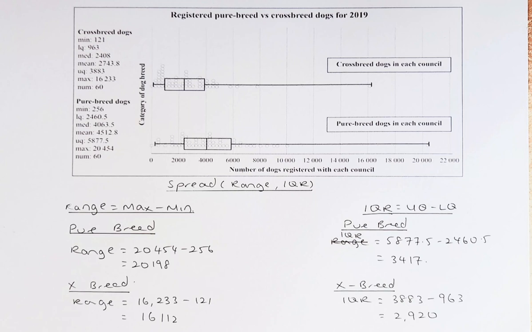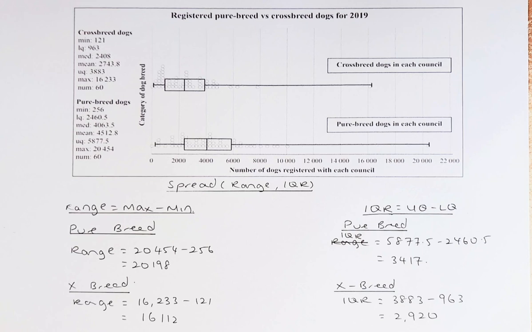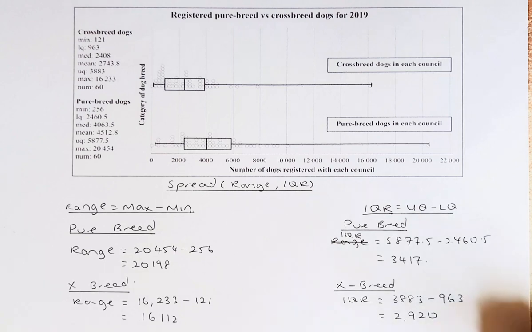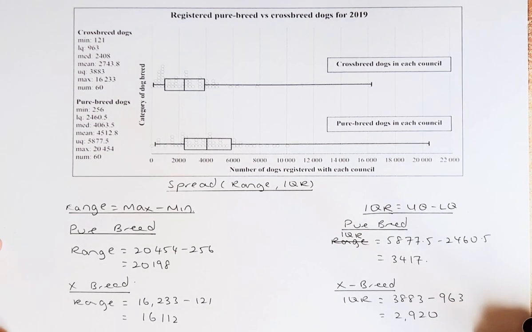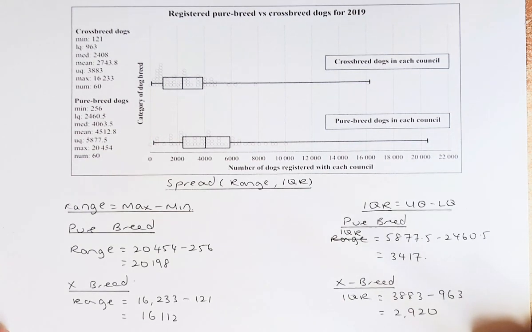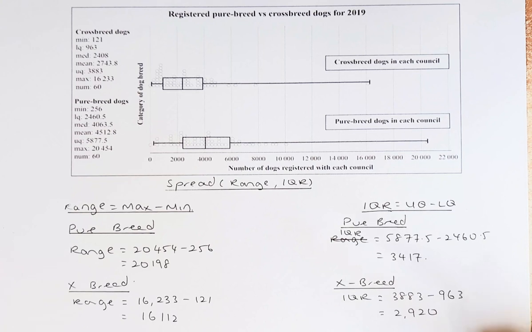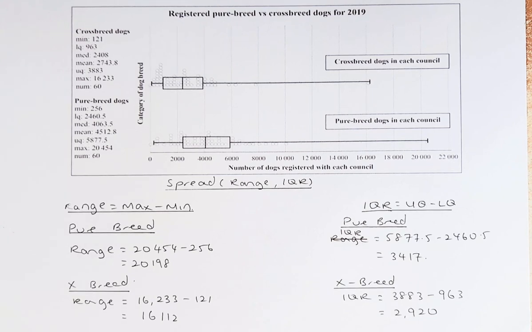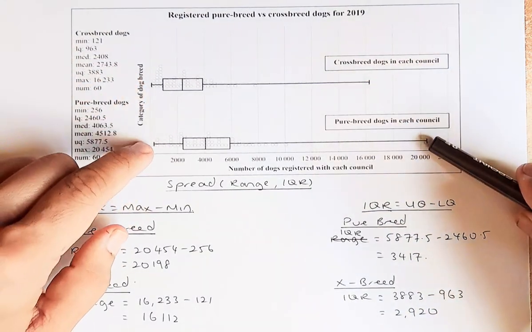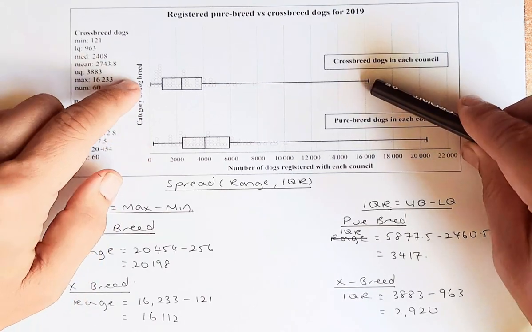So the range of the purebred: the maximum is 20,454 and the minimum is 256, and it comes up to 20,198. While for the crossbreed, the range is 16,233, that's the maximum, minus 121, that's the minimum, and it comes up to 16,112. So from the figures, we can confidently say that the purebred range is bigger. And you can see from the graph, this is the range for the purebred and this is the range for the crossbreed. So the range is bigger for the purebred than the crossbreed.